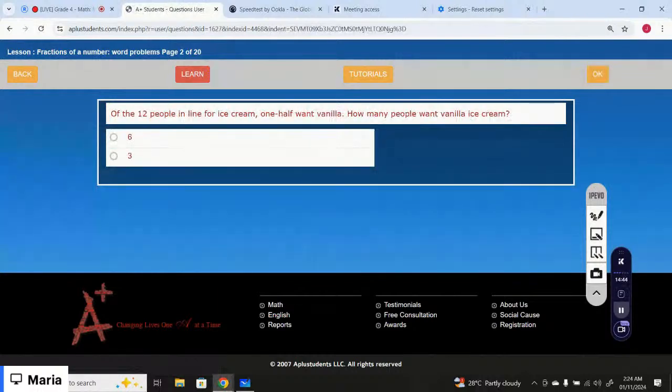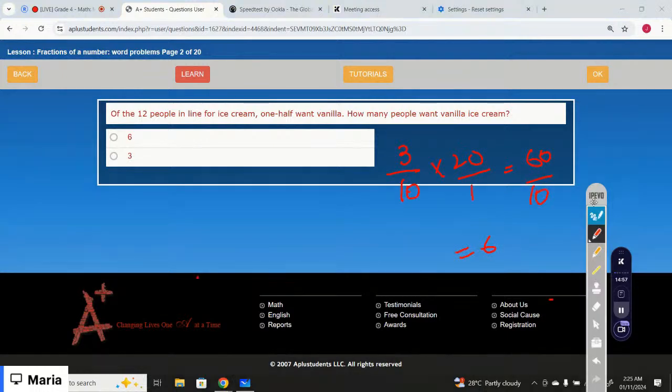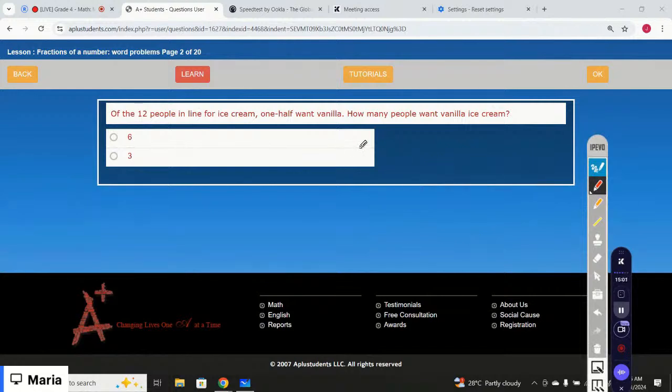Of the 12 people in a line of ice cream, one half want vanilla. How many people want vanilla ice cream? So they are 12. So divide means you need to divide it by the two equal groups, right? So divide it by the 2. 12 divided by 2 is 6. So the correct option is 6. Option number 1 is the correct option.